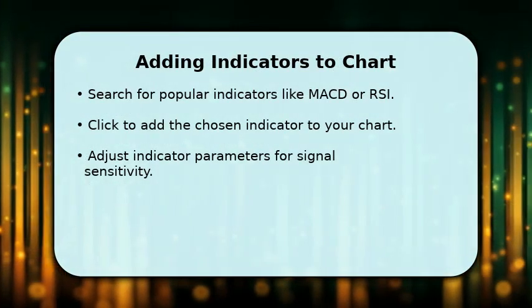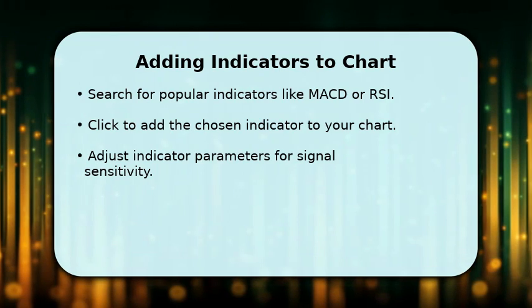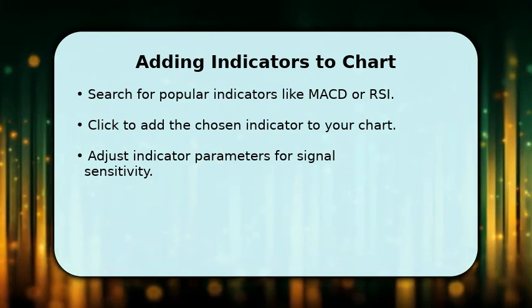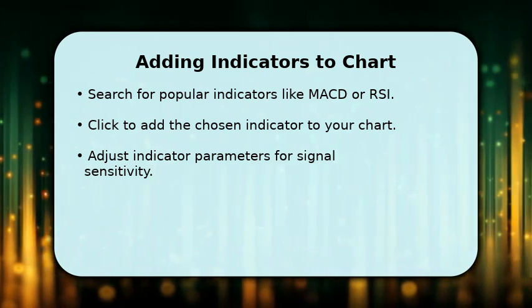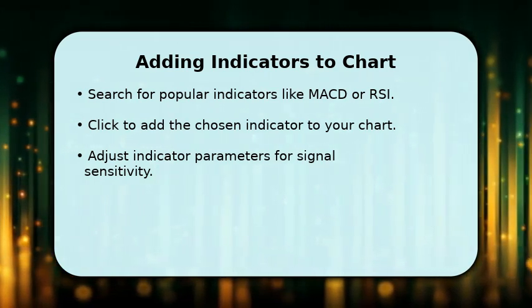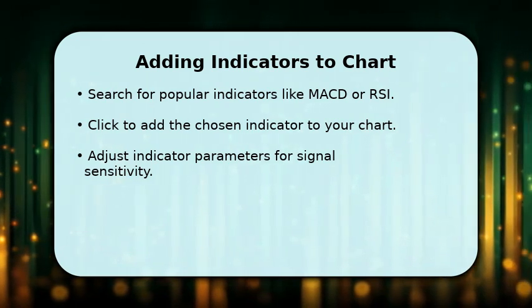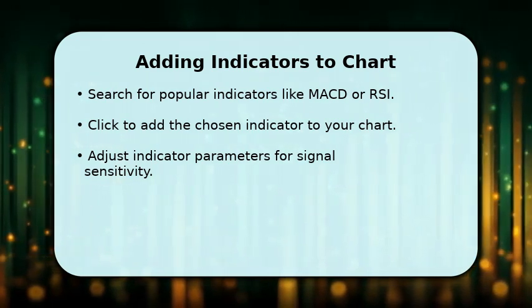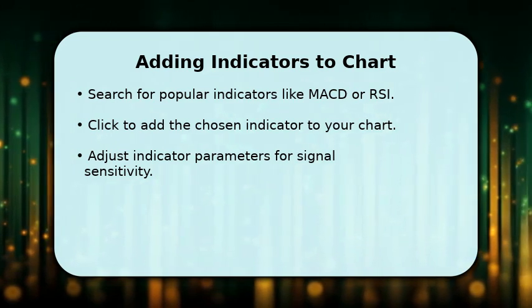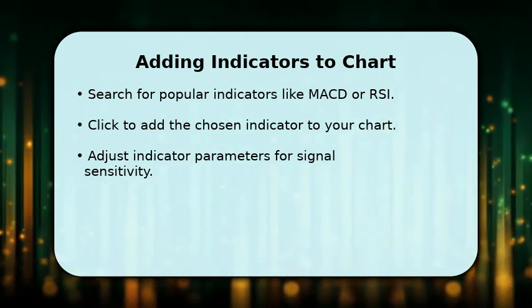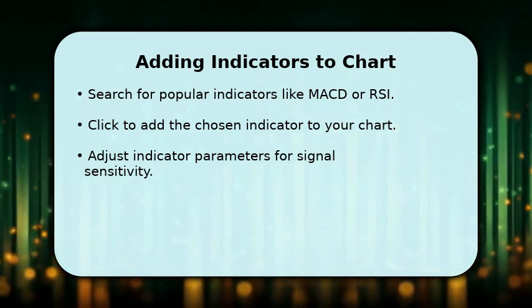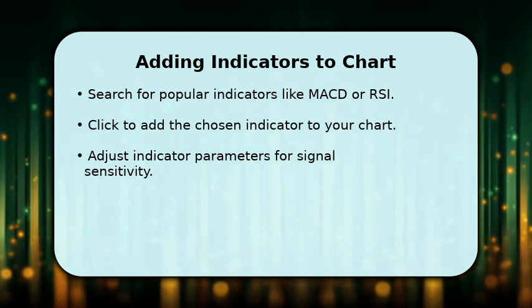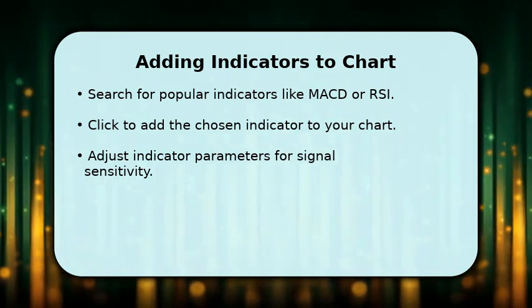To add an indicator, click the Indicators button and type the name of a common one, like Moving Average Convergence Divergence or Relative Strength Index. Select it from the list, and it will appear on your chart. Now, you can click the gear icon next to the indicator's name to open its settings. Here, you can fine-tune parameters such as length or source to match your specific trading strategy and market conditions.